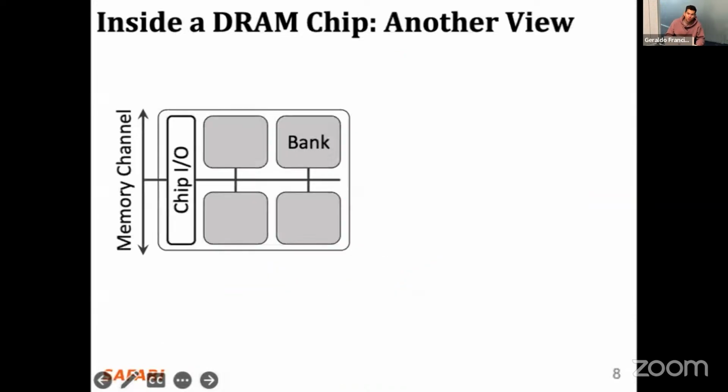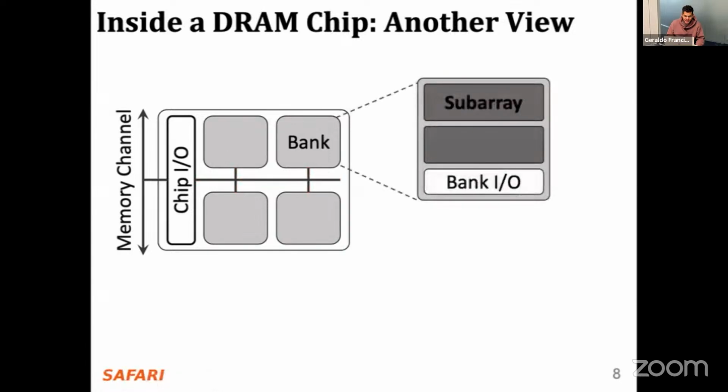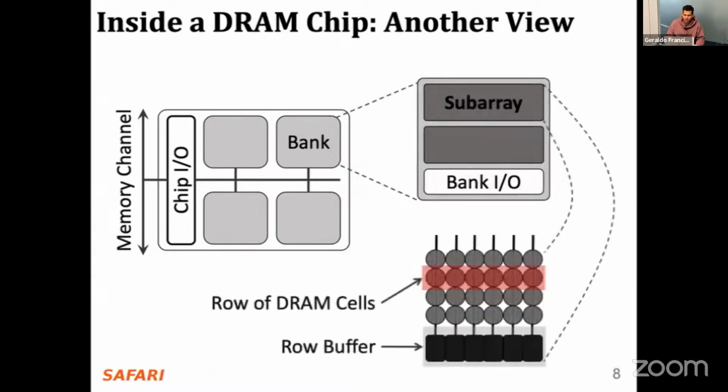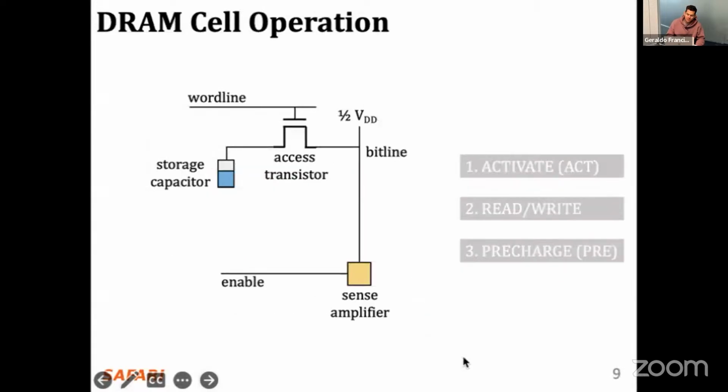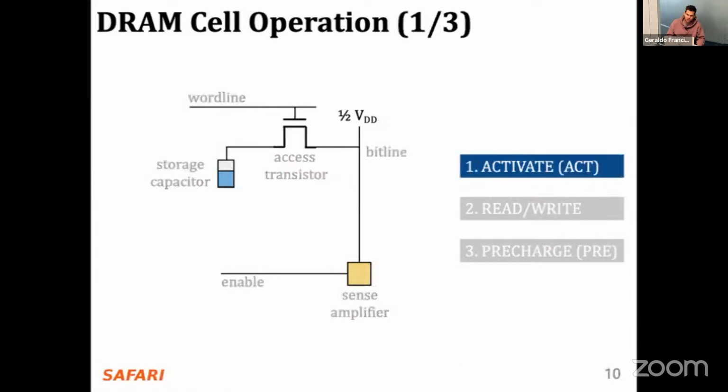So this is just another view of a DRAM chip. It's the same idea as before. Here we have a DRAM chip connected to the memory channel. Inside the DRAM chip, we have some chip I/O logic and several banks, and there is an interconnect that connects the I/O logic to the banks themselves. Inside the DRAM banks, we have several DRAM subarrays and some bank I/O, and inside the DRAM subarrays, we have rows of DRAM cells and the local row buffer. The DRAM operates using three main commands: activate, read and write, and a precharge command.